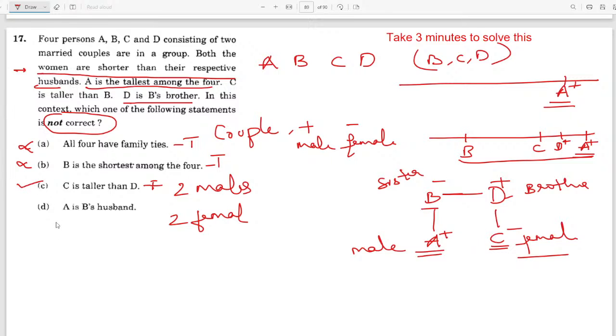And we'll also check the last option. A is B's husband. Yes, A is B's husband. This is true, but they've asked which one is the wrong statement. So this is wrong.